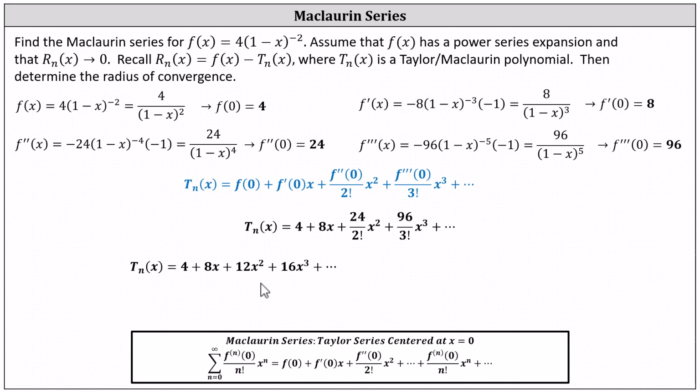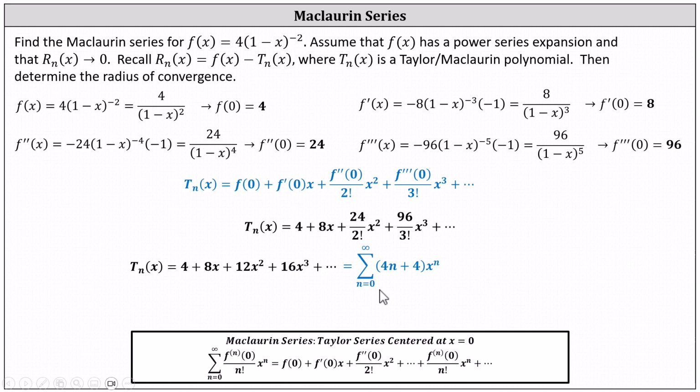So if we start at n equals 0, we could use the formula 4n plus 4 for the coefficients, and therefore we can write the Maclaurin series as the sum from n equals 0 to infinity of 4n plus 4 times x to the power of n. Notice when n is 0, we do have 4 times x to the 0, which is 4. When n is 1, we have 8 times x to the first, or 8x. When n is 2, we have 12x squared, and so on.